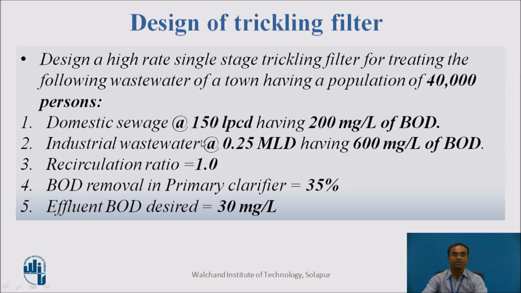The recirculation ratio given is 1.0. The BOD removal in the primary clarifier is given as 35%, and the effluent BOD desired after the completion of treatment of wastewater in the trickling filter must be 30 mg per liter.